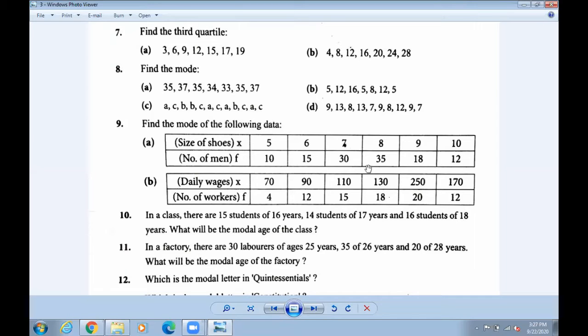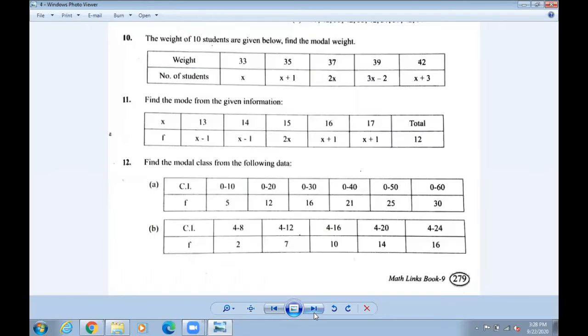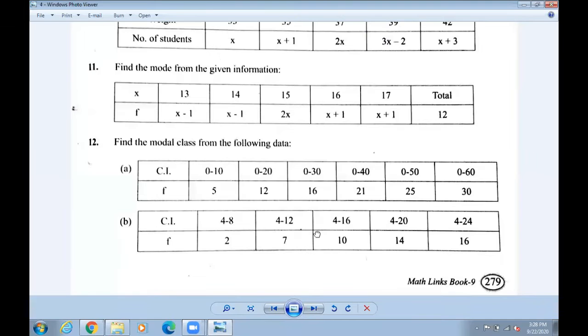Whichever is repeated more is the mode. So which is repeated more? 8 is repeated more. How many times is it repeated? 35 times. So it is the mode. This is how you should find the mode. Mode means the highest repeated number.